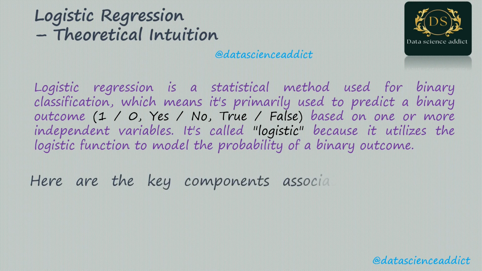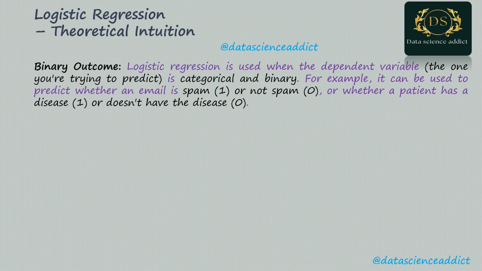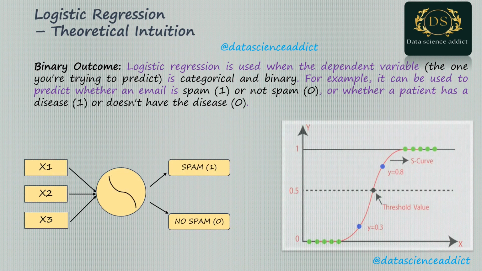Now, what are the key components that are associated with logistic regression? Let's check them out. Logistic regression is used when the dependent variable is categorical and binary, meaning that the dependent variable is the one variable that you are trying to predict. For example, it can be used to predict whether an email is spam or not spam, whether a patient has a disease or doesn't have a disease. It can be classified as 1 or 0 or yes or no.